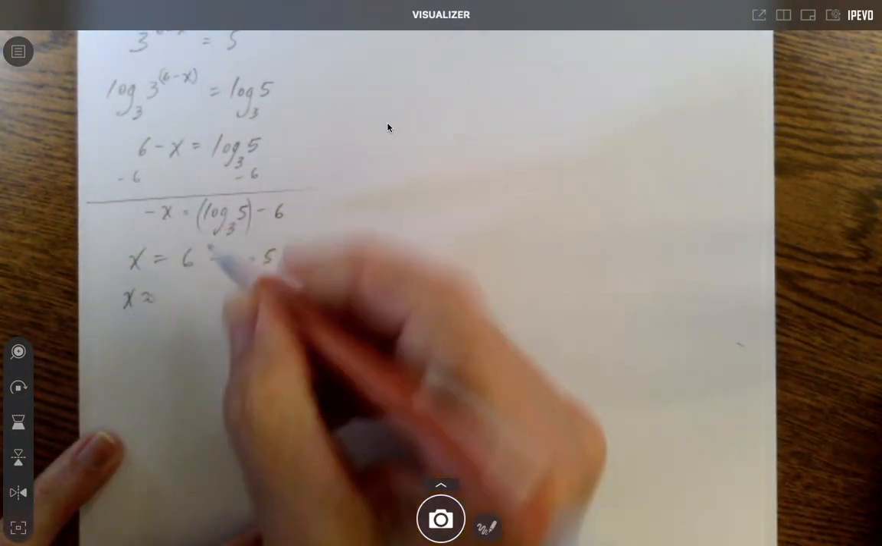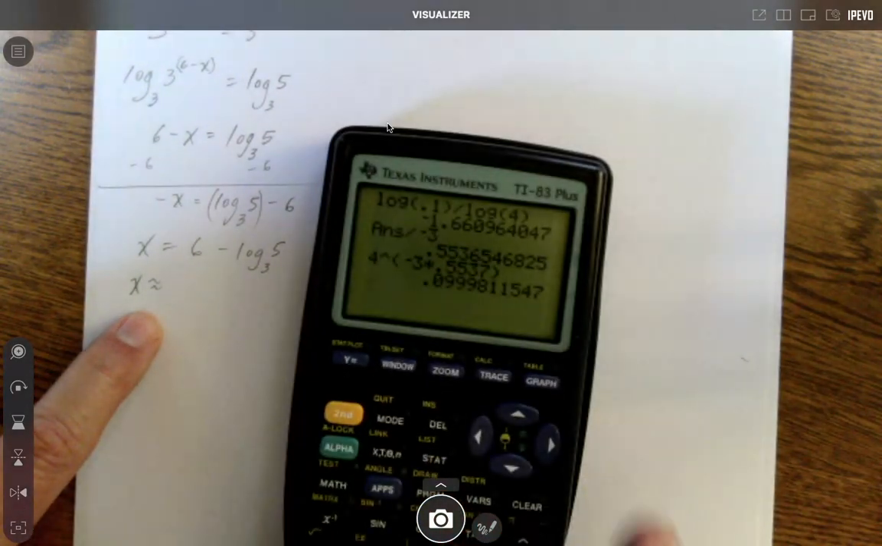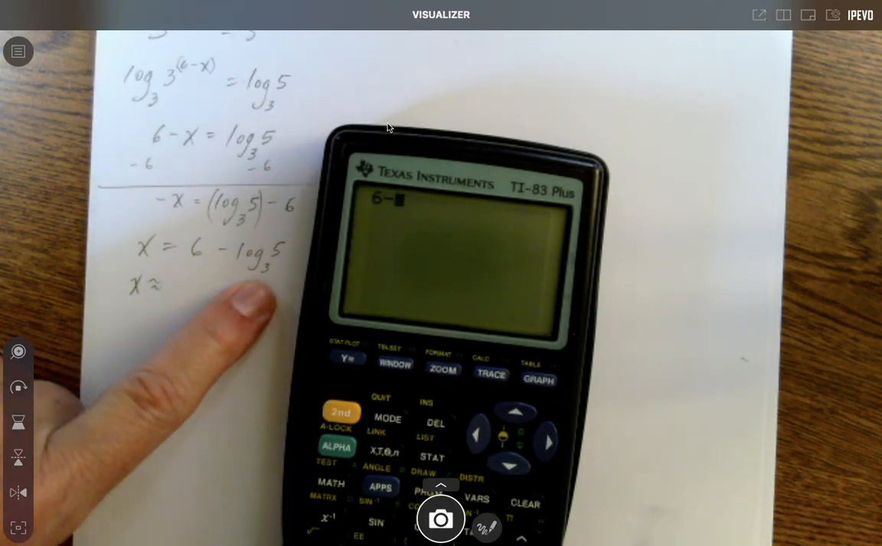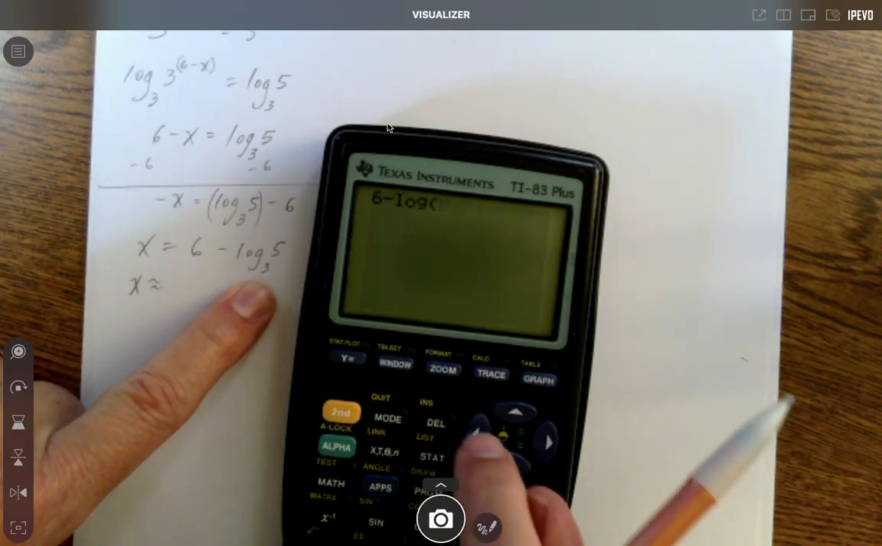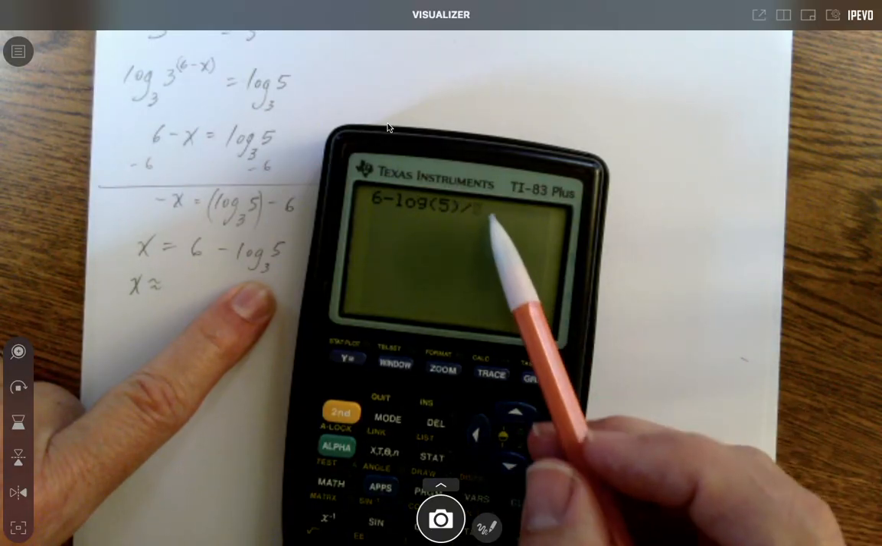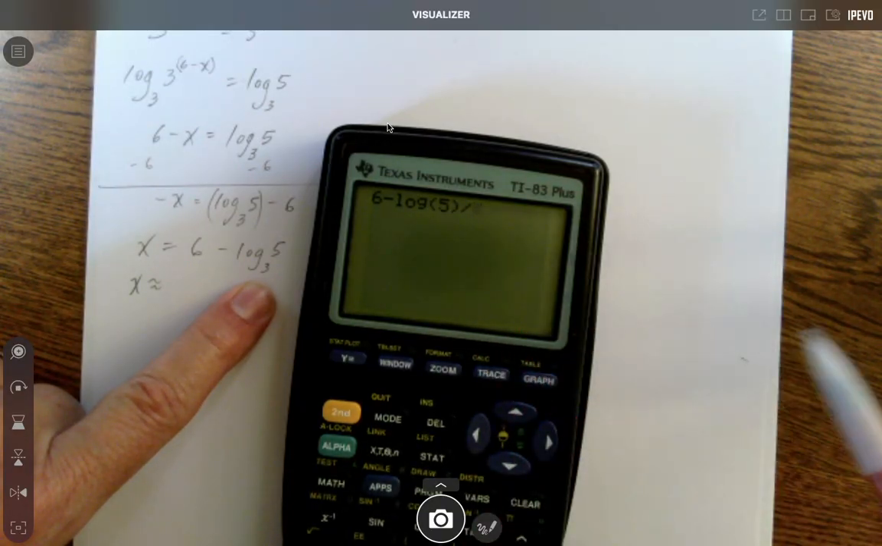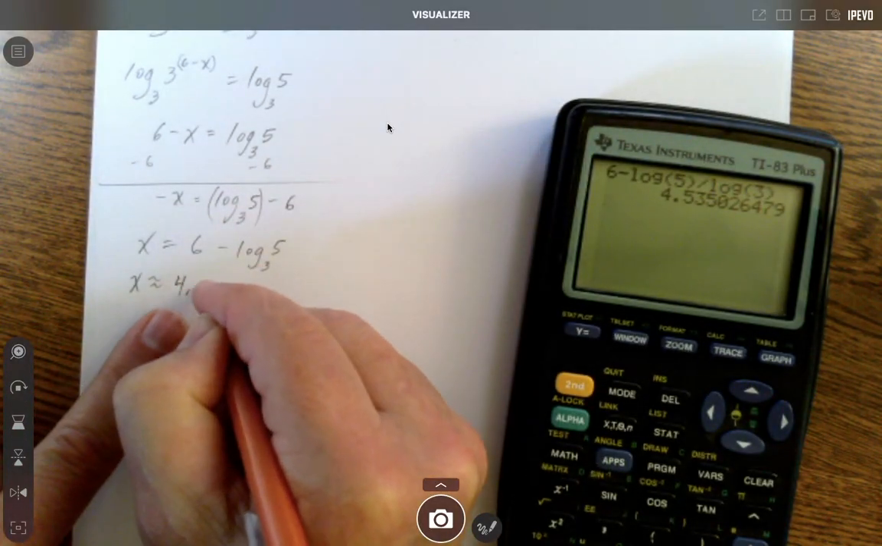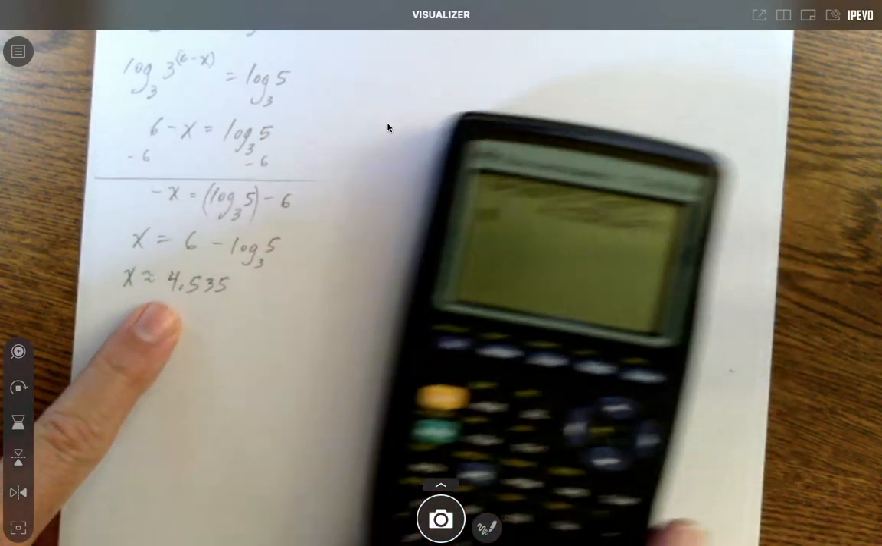So this is a correct answer. But if we want to approximate the numerical value of that, we need to do 6 take away log of 5 divided by log of 3. You've got to keep in mind order of operations. Order of operations does division first, so I don't need parentheses here, I don't believe. And I get about 4.535.